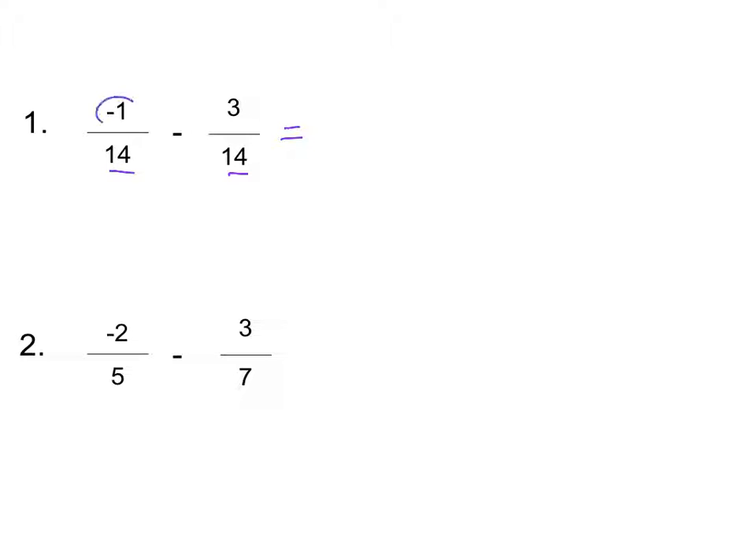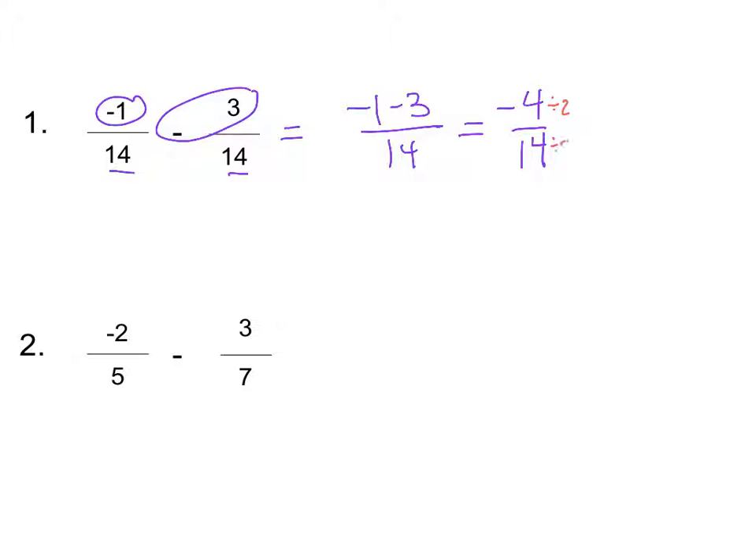So I have negative 1 minus 3, right? So I have negative 1 minus 3 over 14. So that would be a negative 4/14. Okay? And that can simplify by dividing by 2 on the top and 2 on the bottom. So I get negative 2 over 7, and that would be my answer. Now, you don't need to write it this way if you don't want to. You can go straight to this one here.